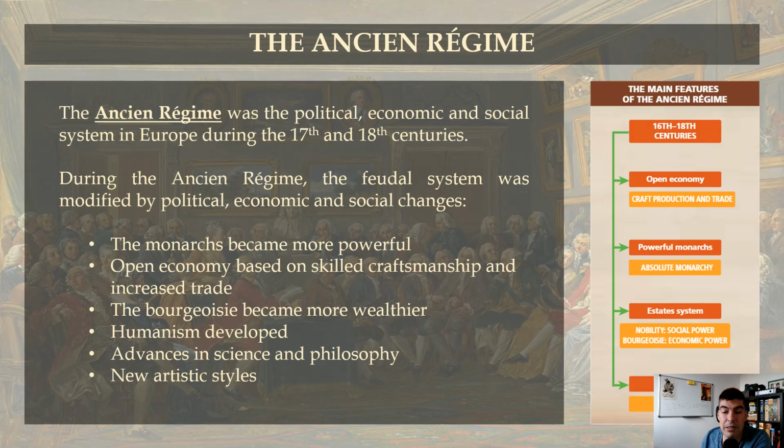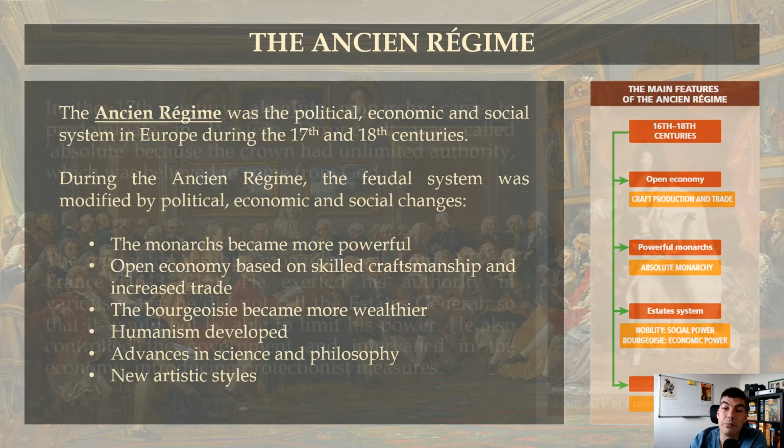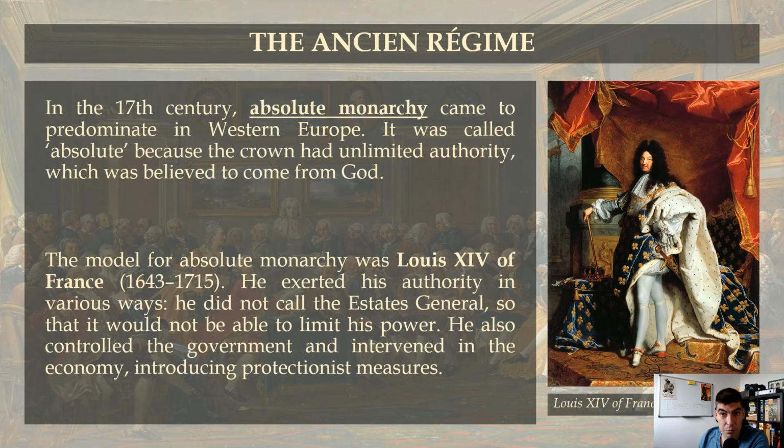There were advances in science and philosophy, and new artistic styles developed. So, summarizing, the main features of the Ancien Régime were an open economy, powerful monarchs, and a state system society. Okay? Let's talk about the first one, the political part of the Ancien Régime.